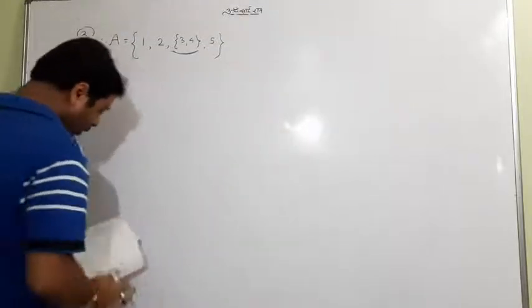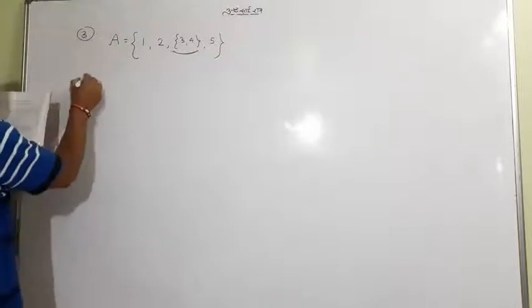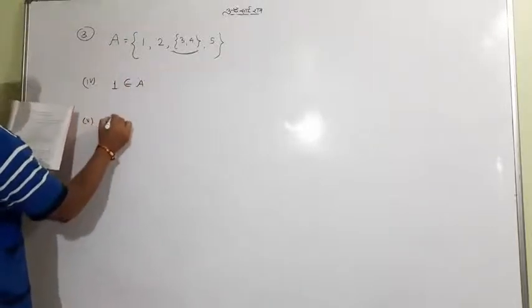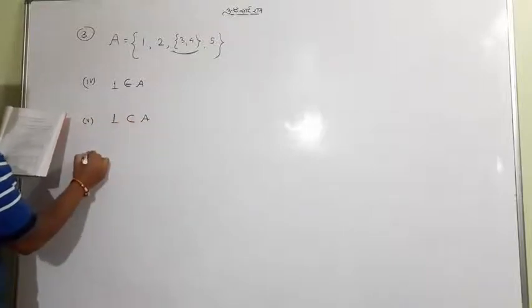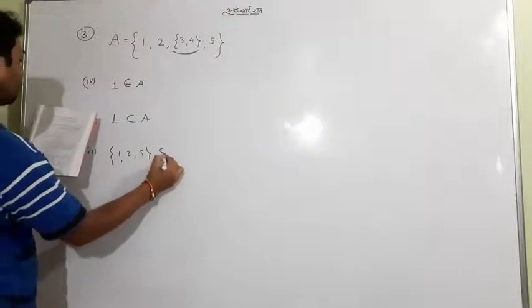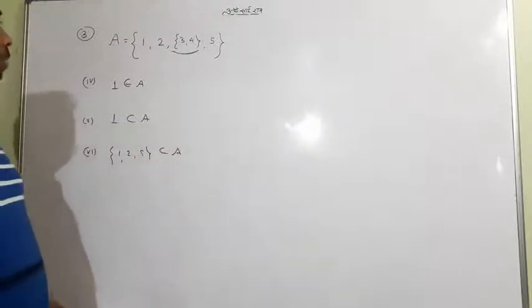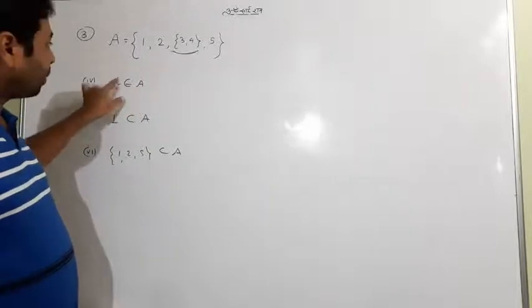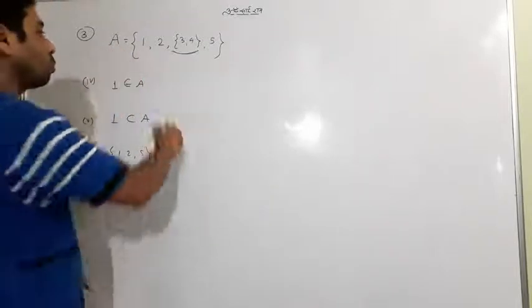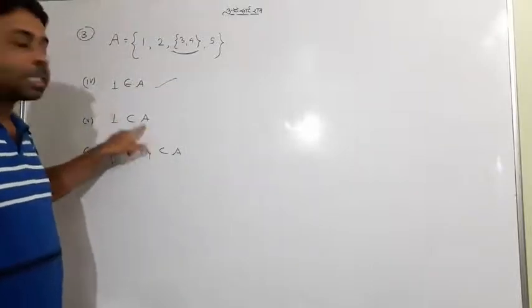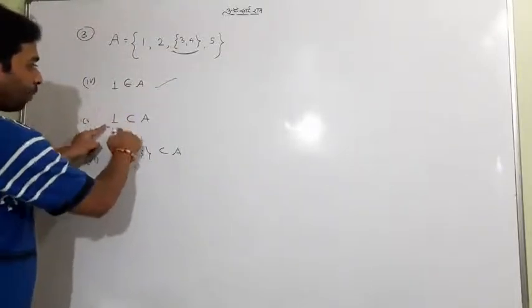Okay, some more questions. Look at the 4th question: 1 belongs to A. 5th question: 1 subset A. 6th question: {1, 2, 5} subset A. Now, what do you think? 1 belongs to A, meaning 1 is an element of A. Yes, 1 is an element of A. It is true. 1 subset A is wrong, because a subset is always in the form of a set.